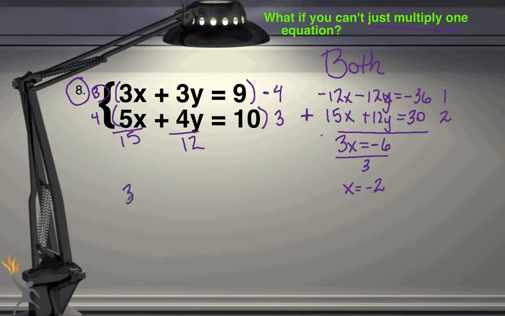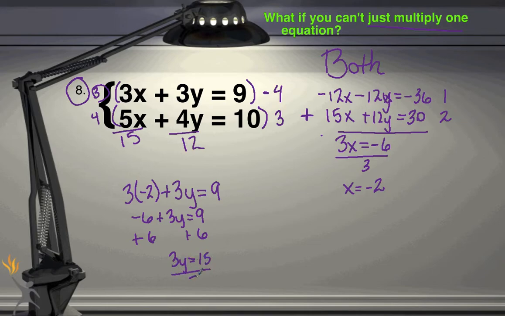So 3 times negative 2 plus 3y equals 9. So negative 6 plus 3y equals 9. Add 6 to both sides. I have 3y equals 15 now. Divide both sides by 3, and you get y equals 5, for an answer of negative 2, 5.